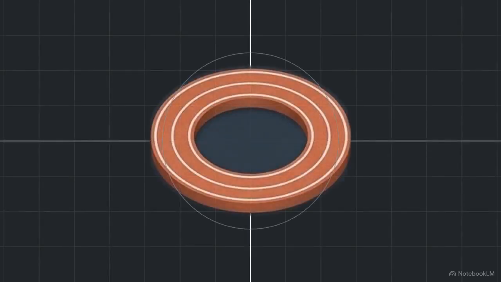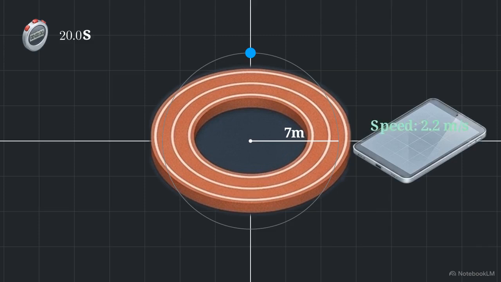We track an athlete on a circular path with a 7-meter radius. The athlete completes one full revolution in 20 seconds. Based on ground covered, speed is 2.2 meters per second. But simultaneously, the math dictates their velocity is exactly 0 meters per second.